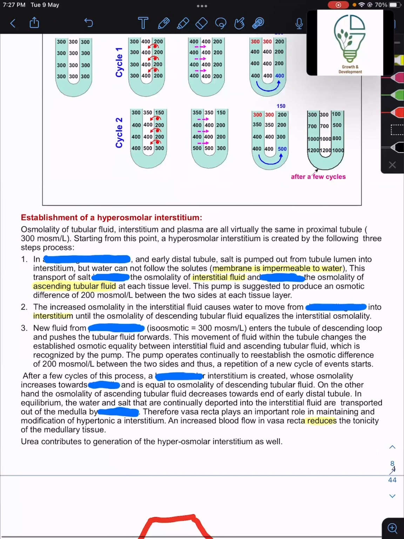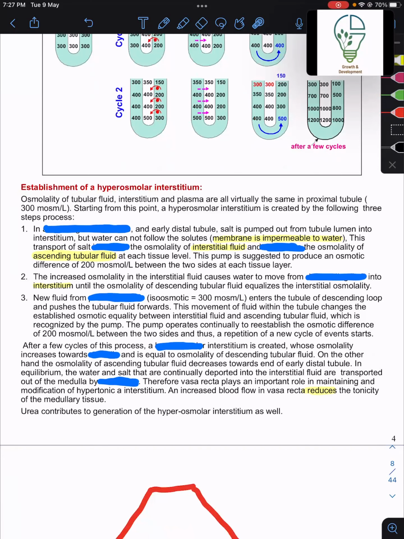Okay, so in the beginning, we've already talked about this. The proximal convoluted tubule has an osmolarity of 300 milliosmoles. And then from the proximal tubule, the fluid is going to enter into the descending loop of Henle. And remember, our goal is to create a hyperosmolar interstitium in cycle 1, and then we also want to create a concentration gradient in cycle 2. Okay. So the first question is, at what part of the loop of Henle is salt being pumped out of the tubule? What was the name of that segment where salt is being pumped out of the tubule?